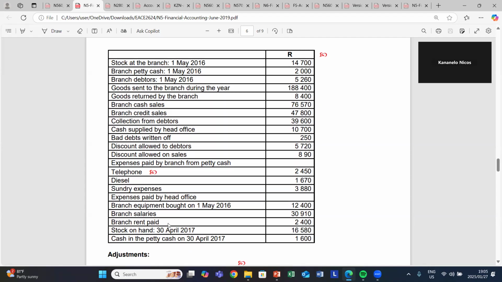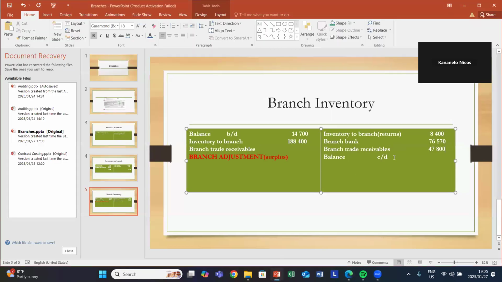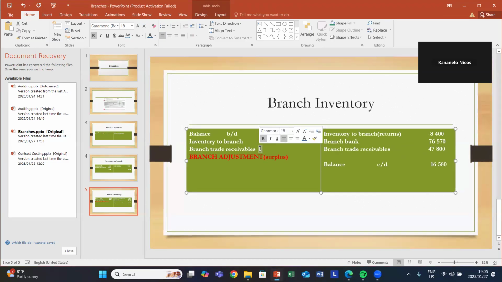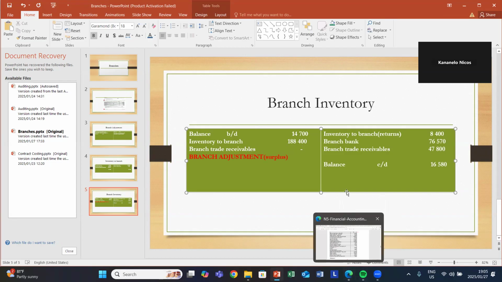Let's check our second last item. They give us our closing stock, which amounts to 16,580. So we'll write 16,580 here. With regards to our branch trade receivables, we know that these are returns. There were no returns that occurred during the year.